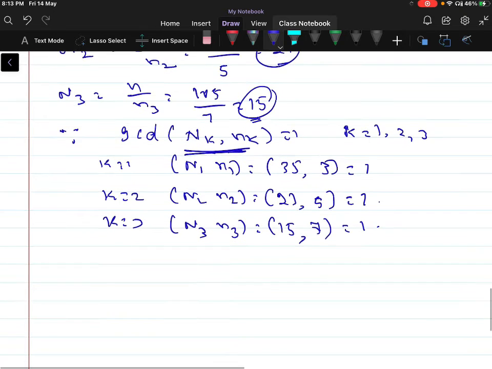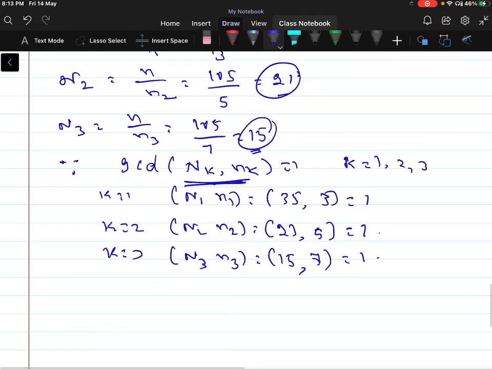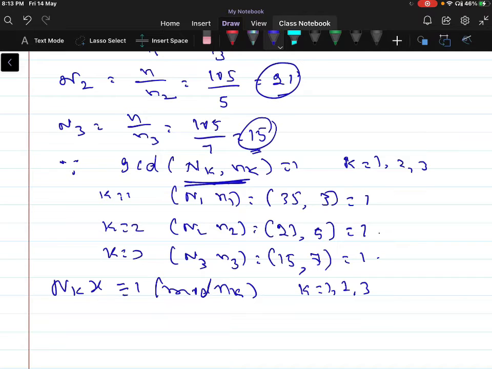So by using the property of congruences, we can write Nk x is congruent to 1 modulo nk, where k is equal to 1, 2, 3. One can write Nk x is congruent to 1 modulo nk if GCD of Nk comma small nk is equal to 1.